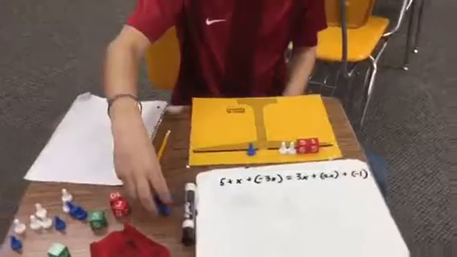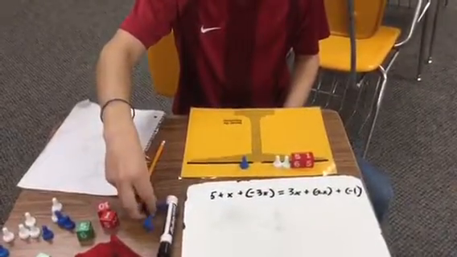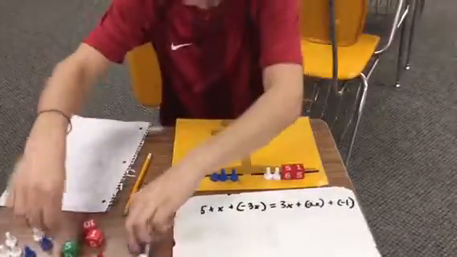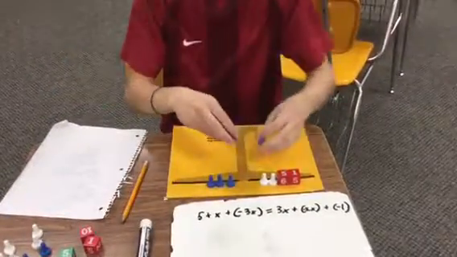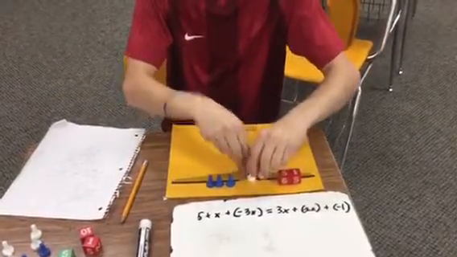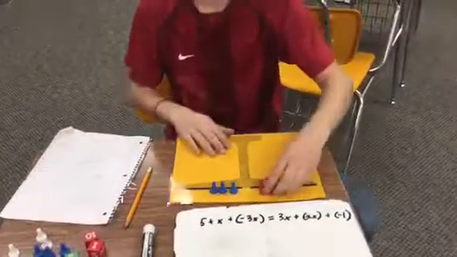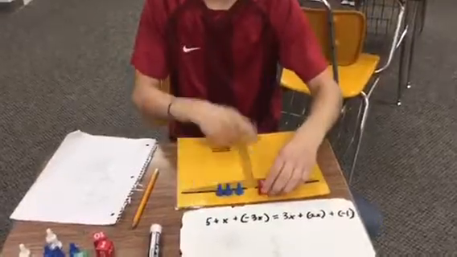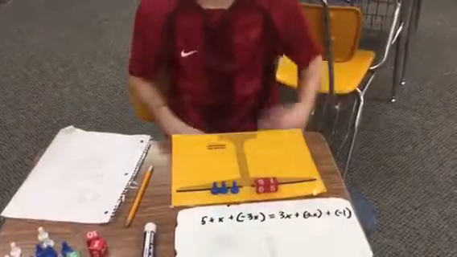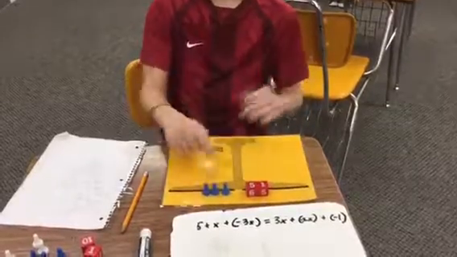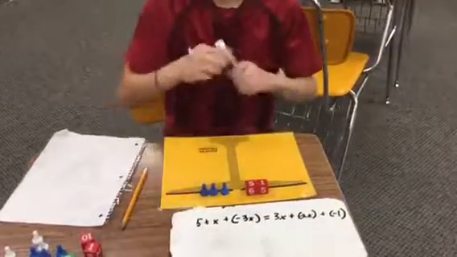Now we can add. What we're going to do is we're going to add 2x to each side. 1, 2. 1, 2. Pair of 0, we can get rid of this. Bye bye. And we're left with 3x equals 6. 1, 2, 3. 2, 4, 6. X equals 2.